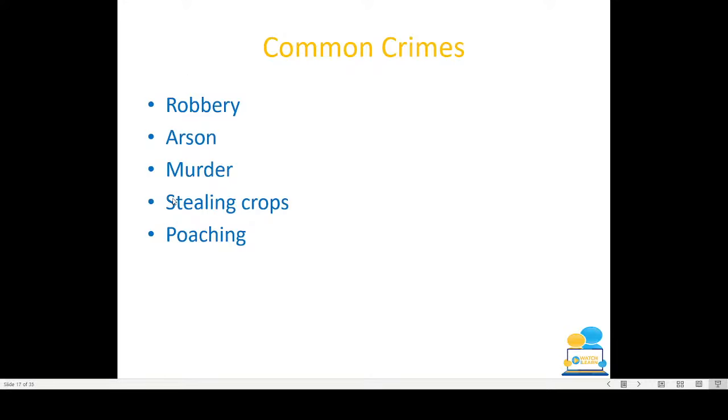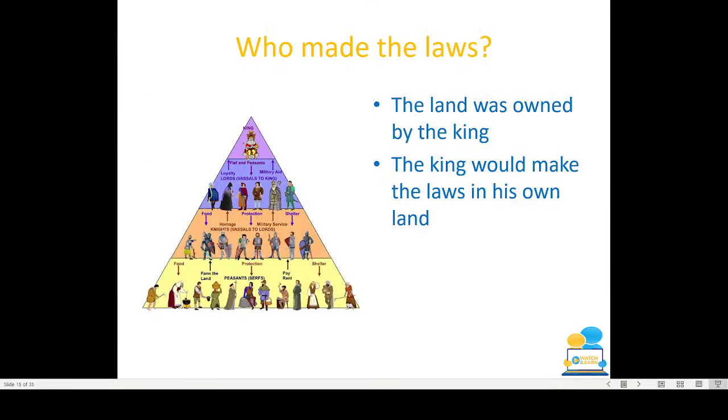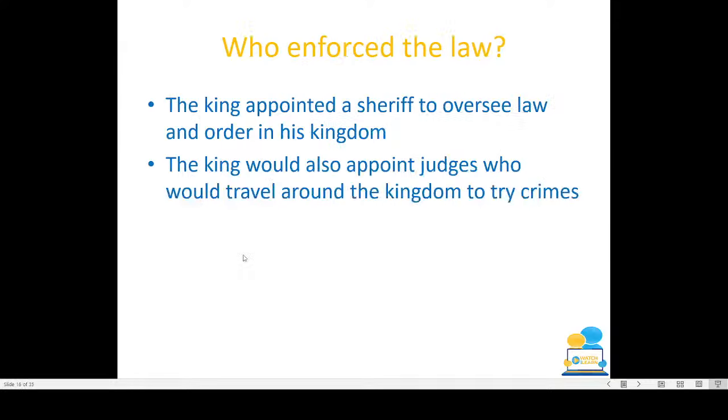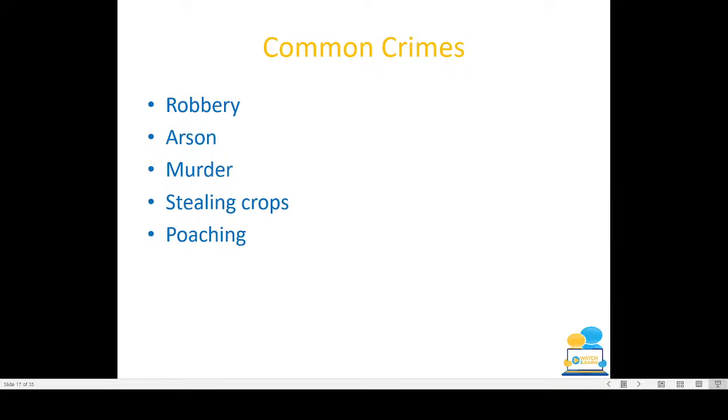What I want to focus on then are these next two, which are stealing crops and poaching. The first one is stealing crops. When we look back at the feudal system, the peasants would farm the land. They would each have a small part of land they would have to farm. But if you were seen to steal crops from another farm, you would be punished. So that was a crime, to steal crops.